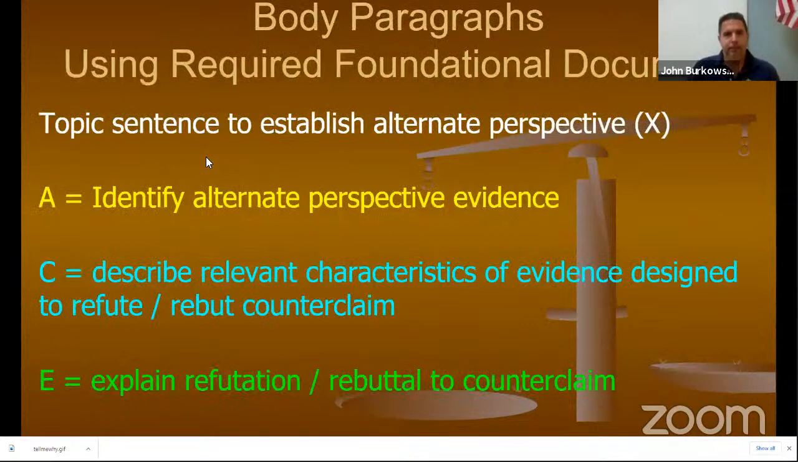So you use ACE in regards to alternative perspective. You can have a topic sentence. By the way, topic sentence is not necessary. It's just recommended. It's good writing structure. Identify the alternative perspective. Describe the relevant characteristics or evidence of this. Refute or rebut the counterclaim, and then explain the refutation or rebuttal to that counterclaim.